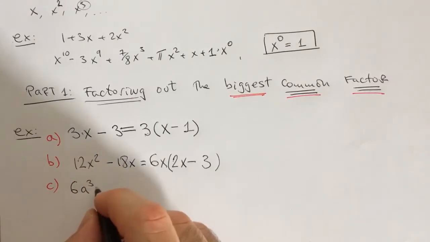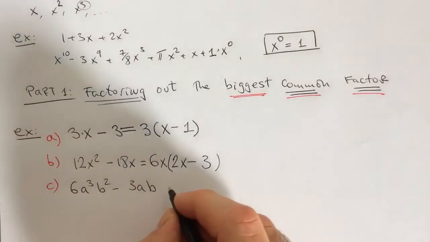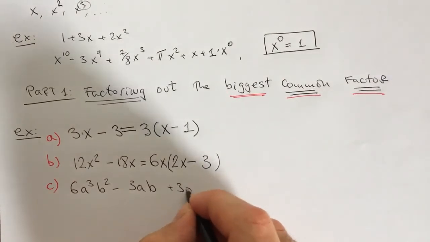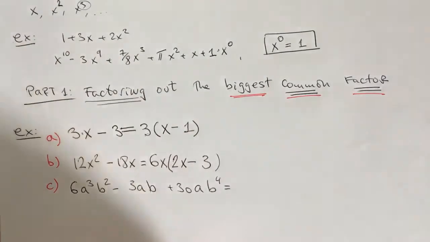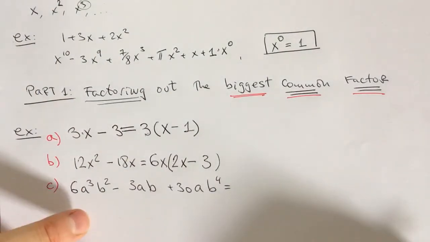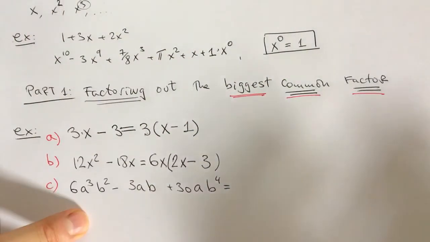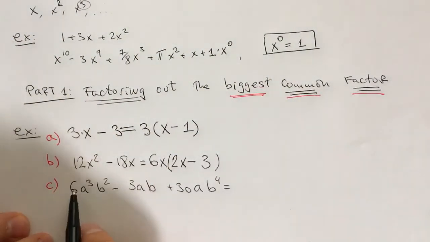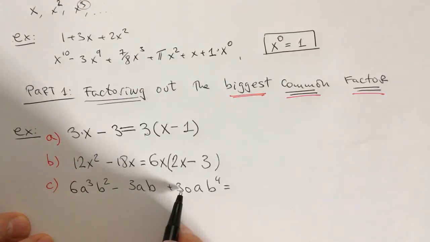Six a cubed b squared minus 3ab plus 30ab to the power of 4. Now I have to factor this out. I'm looking for the biggest common factor. Let's start with the constants first. So that's 6. Here I have 6. Here I have 3. Here I have 30.